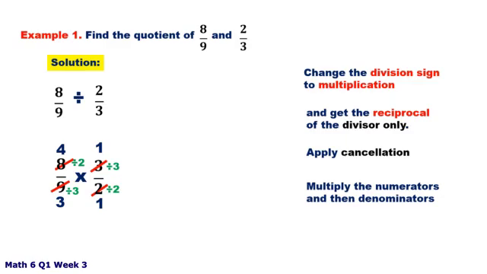Multiply the numerators and then the denominators. 4 times 1 equals 4. 3 times 1 equals 3. Then simplify: 1 and 1/3.